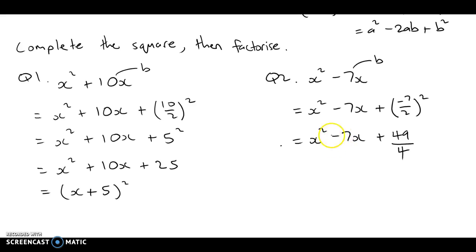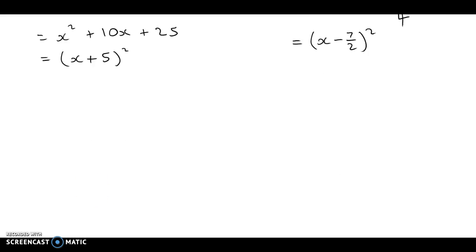But the fact that we've got a negative here does impact our final answer. This is still a perfect square, but in factorized form it becomes x minus 7 on 2 all squared. So notice the difference. x squared minus 7x, if we complete the square, we know that as a perfect square it's going to be a negative here. In the previous question, x squared plus 10x, when we completed the square, the perfect square was a positive. So that process was mainly focusing on completing the square.